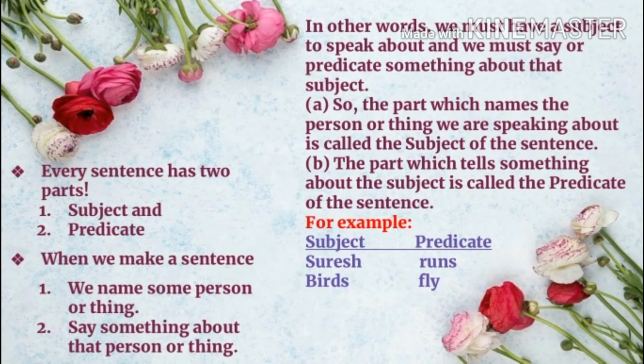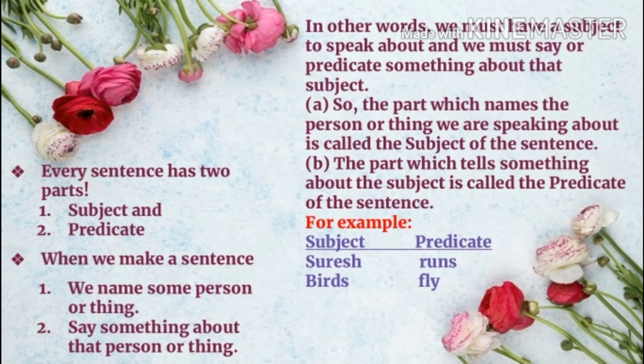When we make a sentence, we name some person or thing, and then we say something about that person or thing. So, the part which names the person or thing we are speaking about is called the subject of the sentence, and the part which tells something about the subject is called the predicate of the sentence. Look at the examples now. Suresh runs. Here, Suresh is the subject. Runs is the action which the subject is doing. So, it is called predicate.